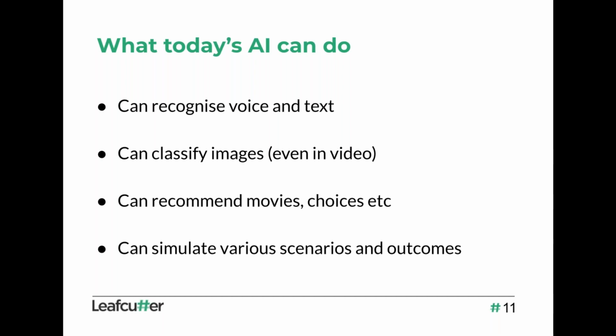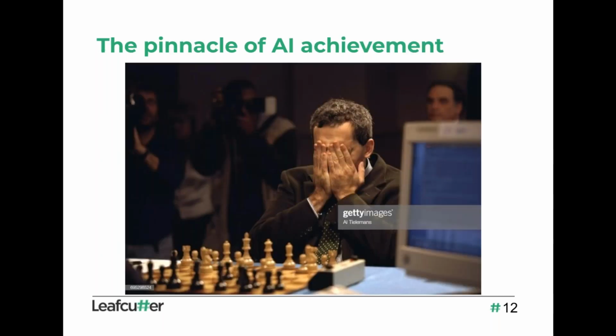Approaching, for a lot of applications, the point where they can match or surpass humans. They can recommend movies, choices, etc. So obviously, if you've watched Netflix or looked at Tinder, they all have different versions of AI in there, at varying levels, and it can help make smart recommendations. And they can also simulate various scenarios and outcomes. Similar to that RoboCup example I showed you, you can use AI to develop strategies for specific games or scenarios.